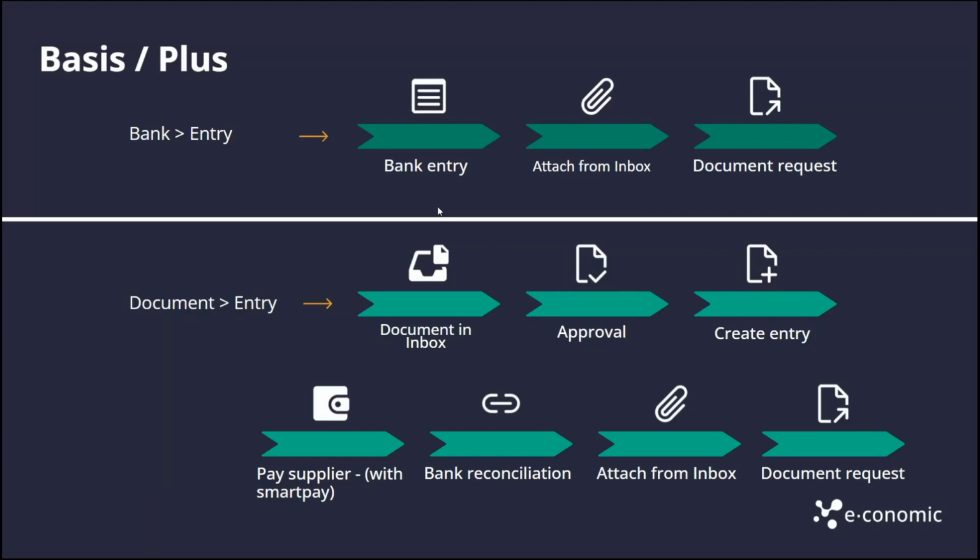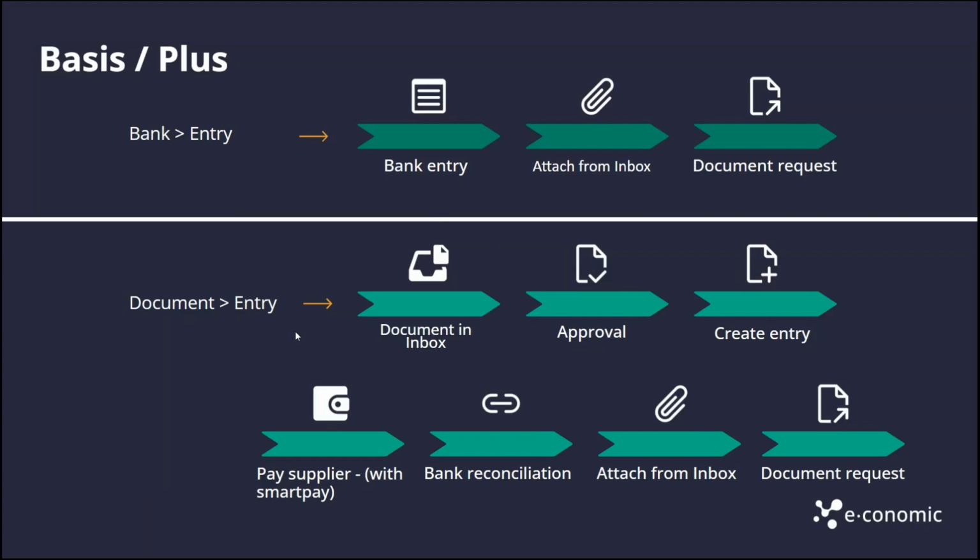Shortly, the flow is that we have our bank entries, which can be shown in the bank reconciliation. Then I use the transfer function, which means that my entries are created in the journals. When my entries are in the journals, I can match them with my documents. And if I don't have the documents, I can use the function document request. We are going to look at that in Economic in a second, but I would also like to explain the other flow. So the second flow is document to entry.